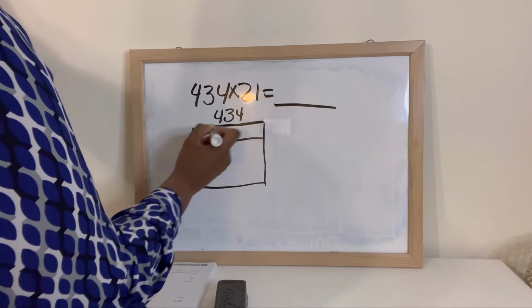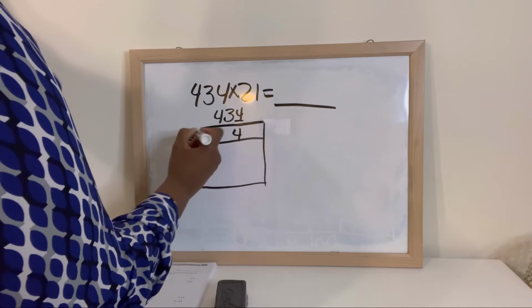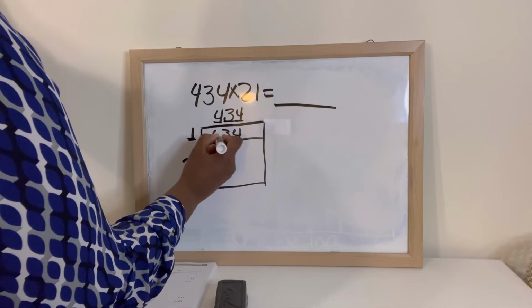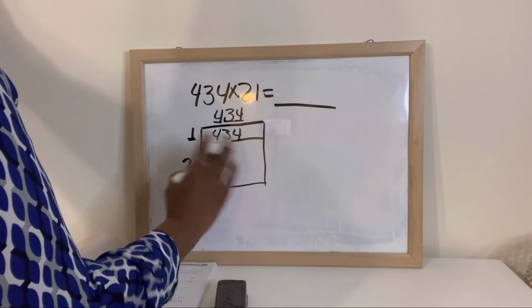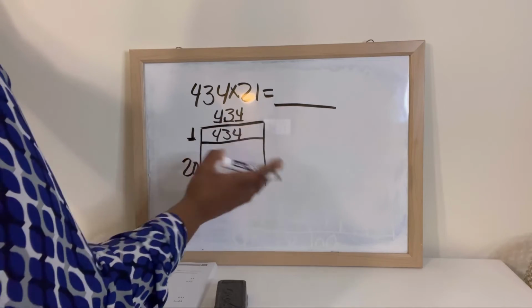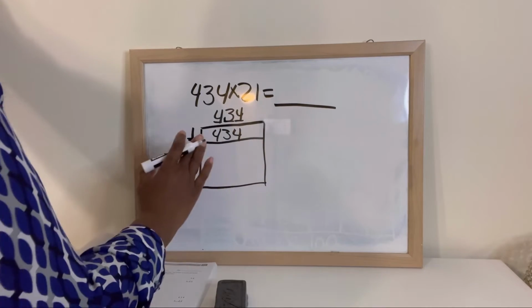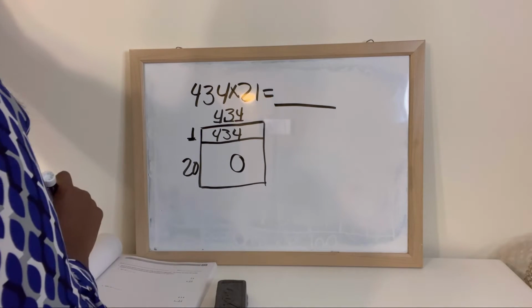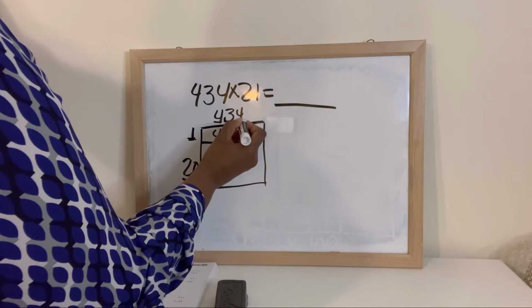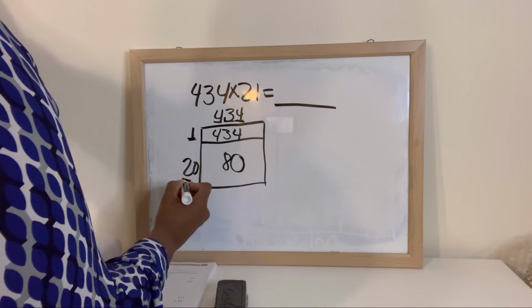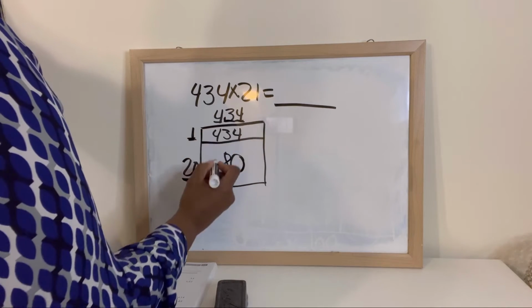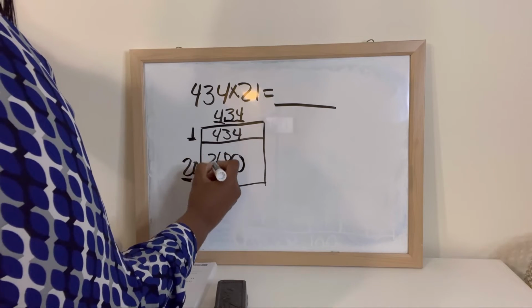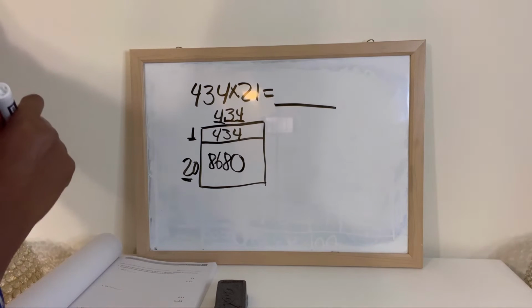So we'll do 1 times 4 is 4. 1 times 3 is 3. And 1 times 4 is 4. Or we could have just done it all at once. 1 times 434 is going to be 434, because anything times 1 gives you back that number. So again, we're starting with a 0 here. Now we're multiplying. 2 times 4 is 8. 2 times 3 is 6. 2 times this 4 is 8. So we have our two partial products.